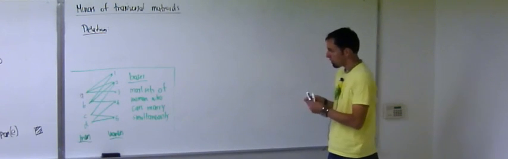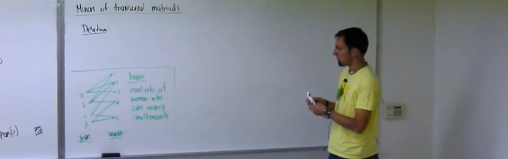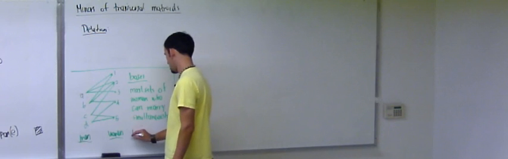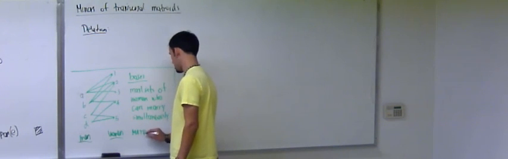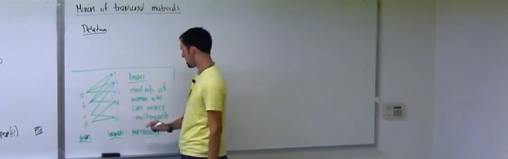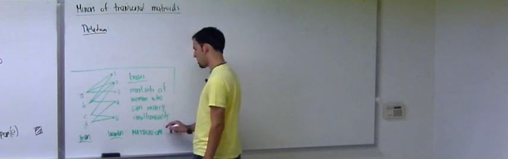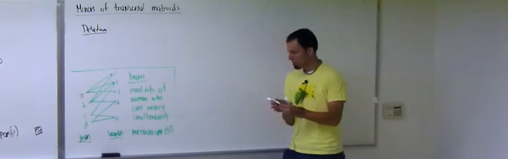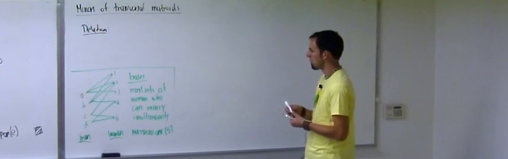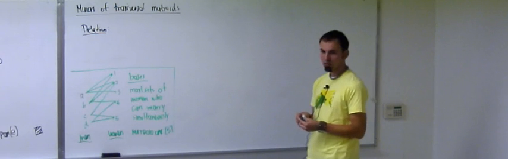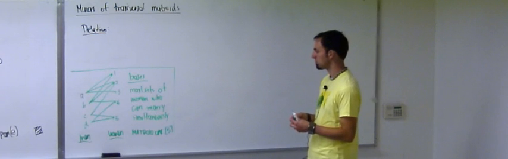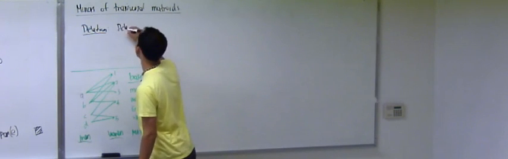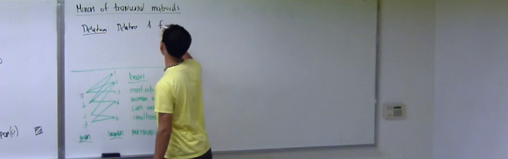Now, let's say, for example, and this is a matroid on this set, on 1, 2, 3, 4, 5. Now, what does it mean to delete? I don't know, let's delete 4. So deleting 4 from a transversal matroid.